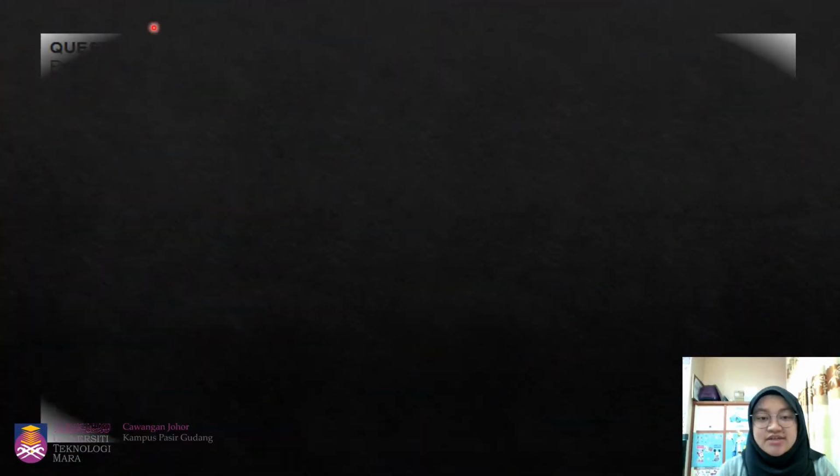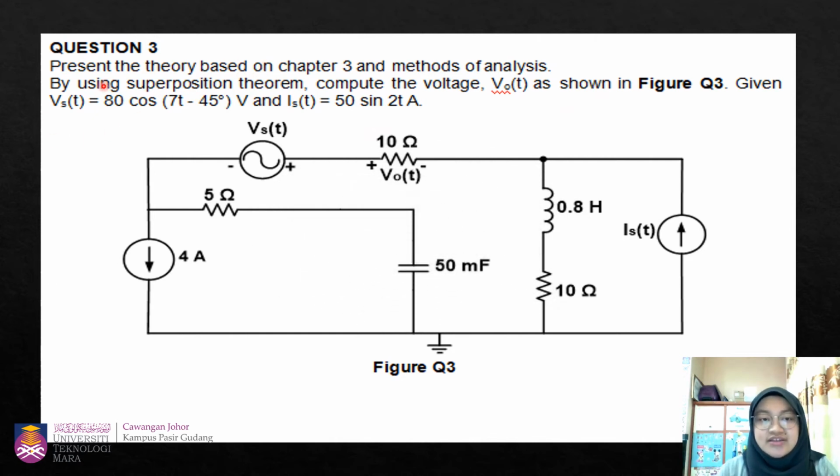The question that I choose for this assignment is question number 3. In question number 3, it asks us to find the value of V naught T by using superposition theorem. The question gives us the value of Vs and Is, where Vs equals 80 cos(70t minus 45 degrees) volt, which is in time domain, and Is is also in time domain, which is 50 sine 2t ampere.